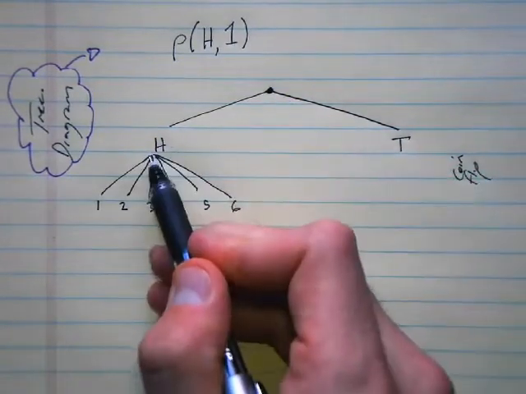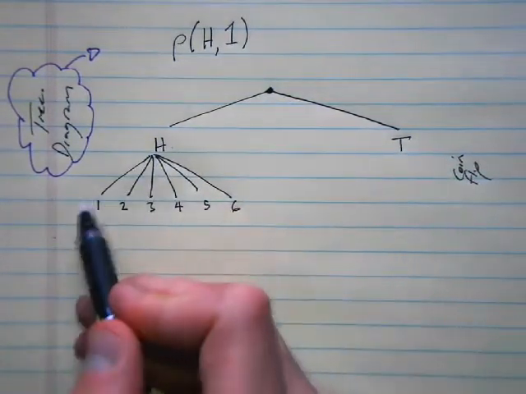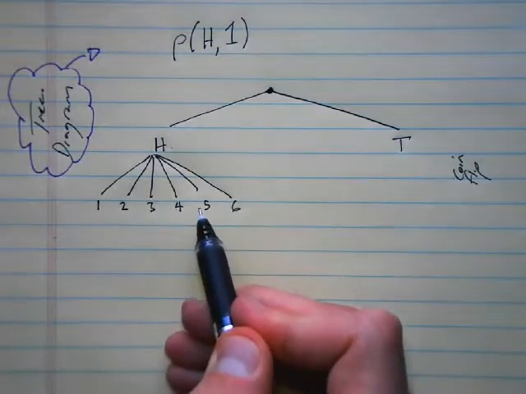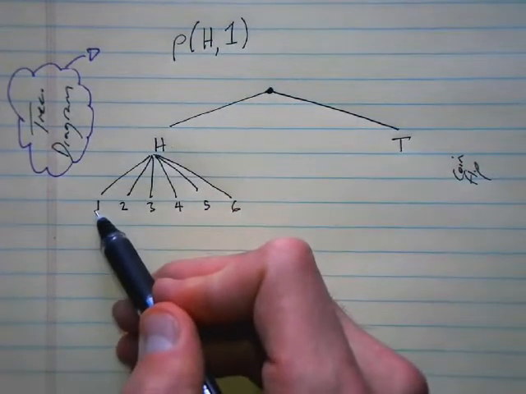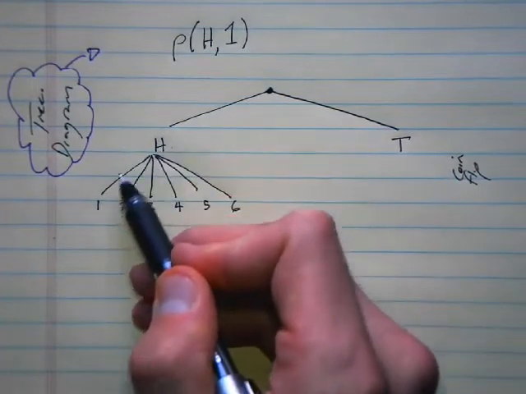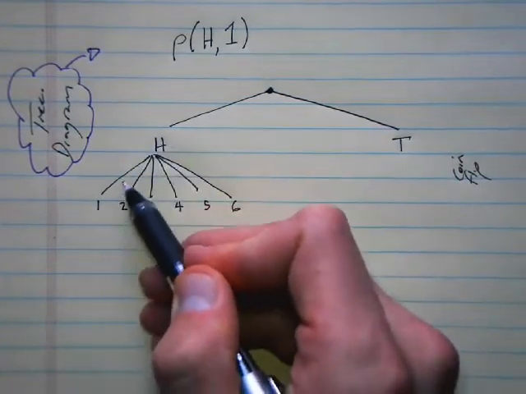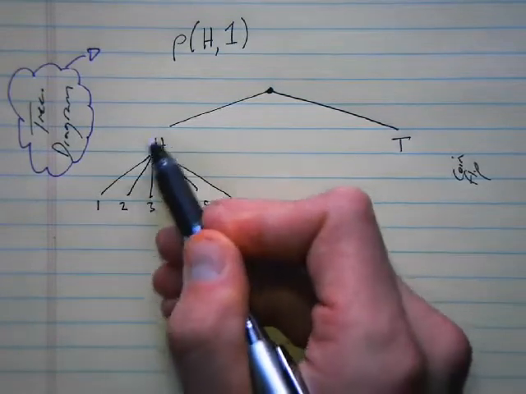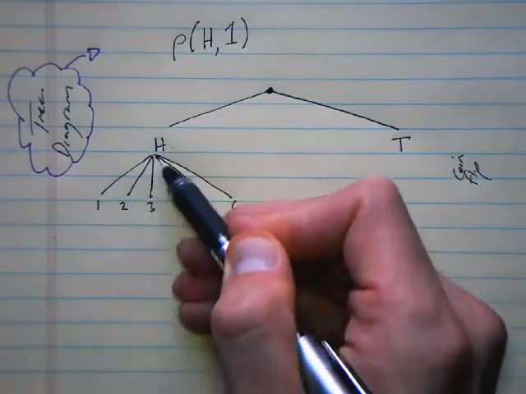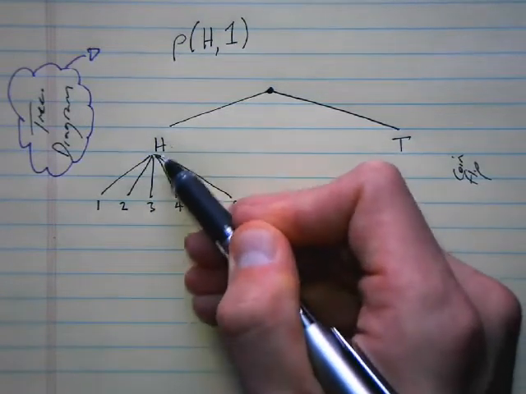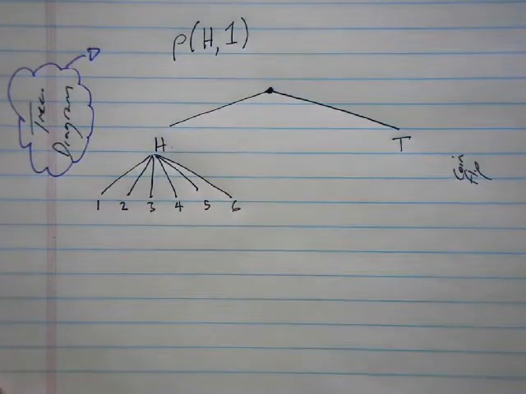Okay, so if you flip the heads, for your number cube, you could get a 1, 2, 3, 4, 5, and 6. And so each one of these branches represents an outcome. This branch is the outcome that's representing getting a heads and a 1. This branch is representing getting a heads and a 2. This is representing getting a heads and a 3, and so on.